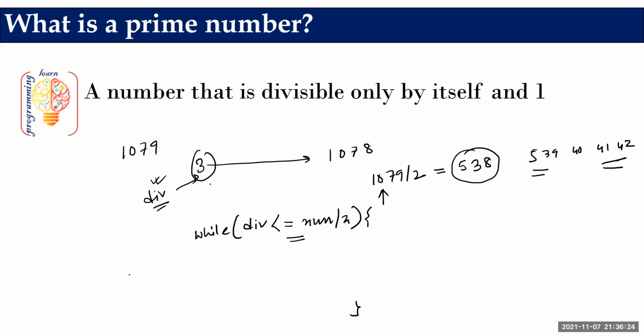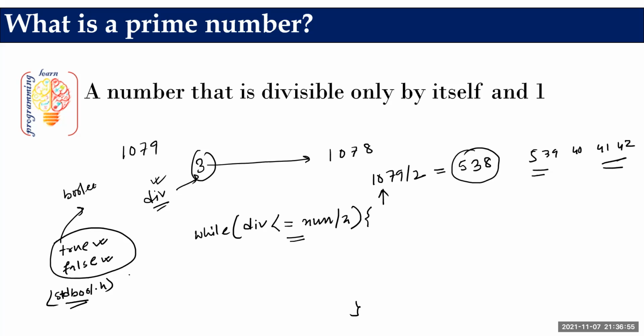To implement this logic, we're going to use a user-defined function that returns a value like true or false. If the number is prime, we'll return true to the calling function. If the number is non-prime, we'll return false. For that, I'm going to use the header file stdbool.h so that the Boolean data type can be implemented, because true and false come under the Boolean data type. In standard C programming since C89 we don't have a bool data type; since C99 it has been supported with the help of this header file.